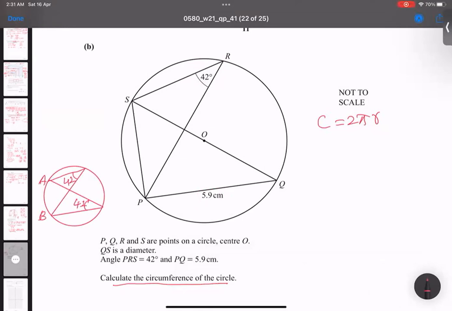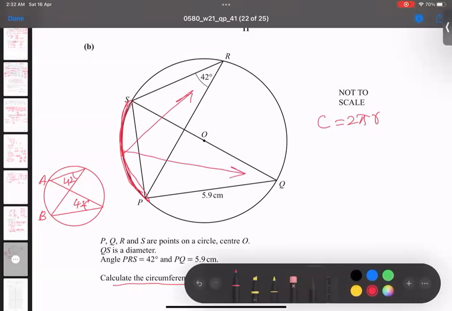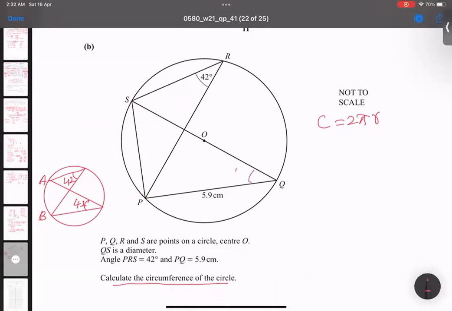It's called angles in the same segment, by the same arc, because you see this arc is the same, and this angle is perfectly equal. So I can say this angle is confirmed equal to 42 degrees. Okay, done. We were not asked for it, but I can even give a reason.